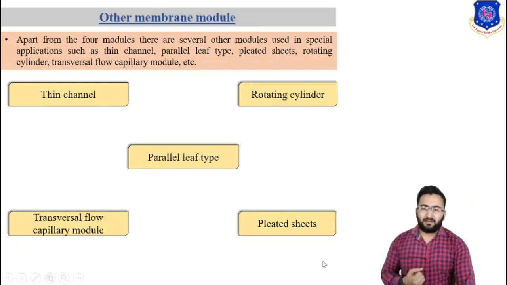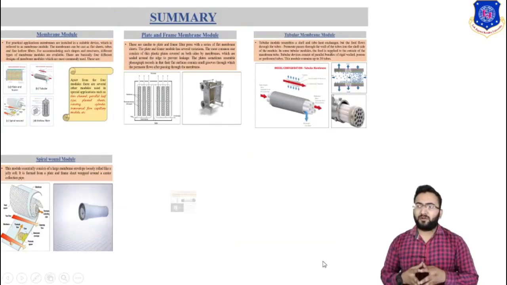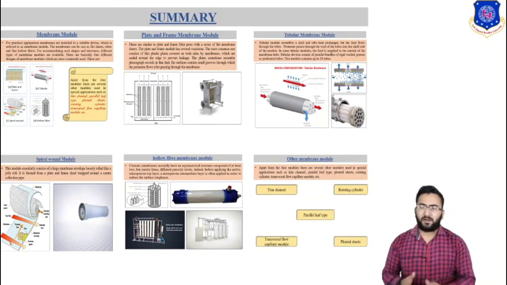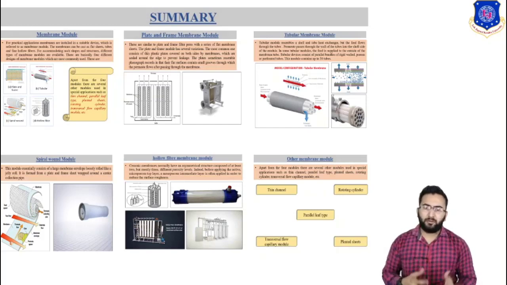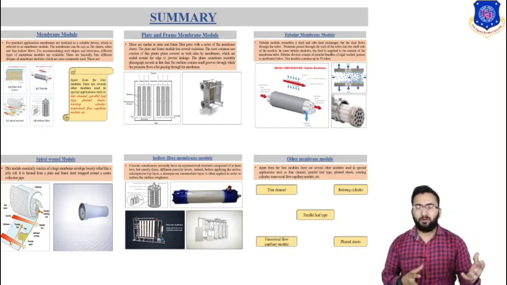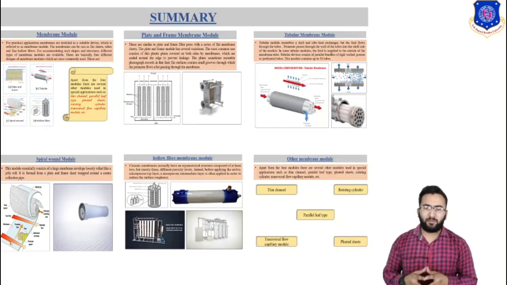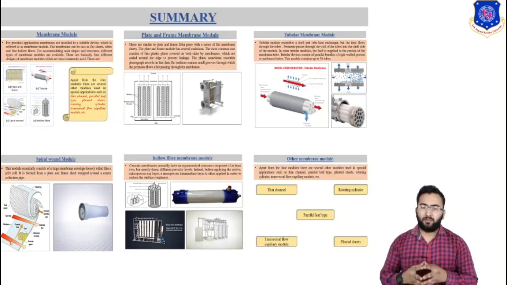So in this lecture, we discussed various types of membrane modules such as plate and frame membrane module, tubular membrane module, spiral wound membrane module, hollow fiber membrane module, and various other types of membrane modules such as thin channel membrane module, parallel leaf membrane module, rotating disc membrane module, and flow capillary module. So this is all about today's lecture. I am completing my lecture here. Thank you.